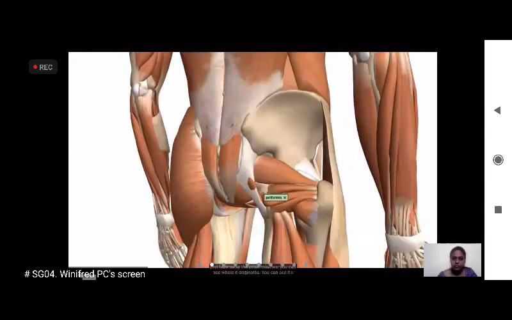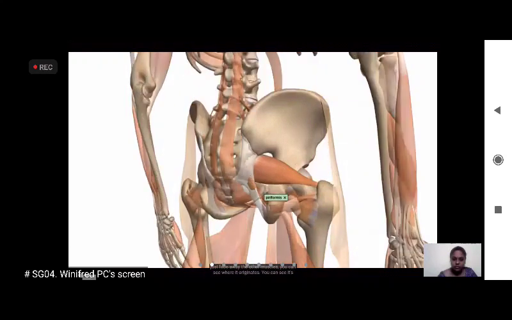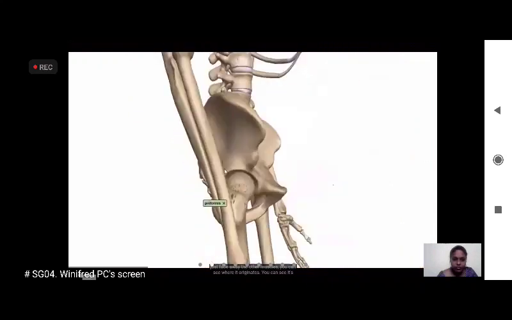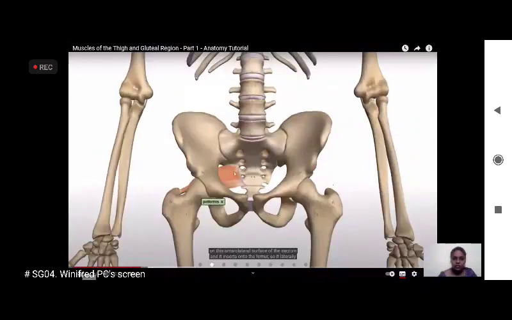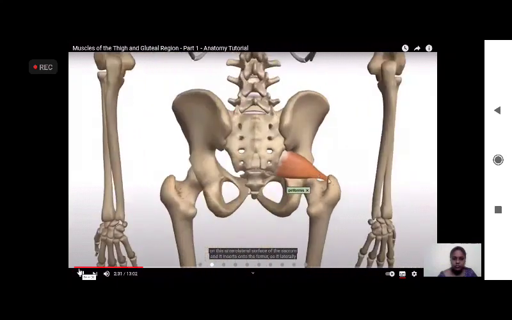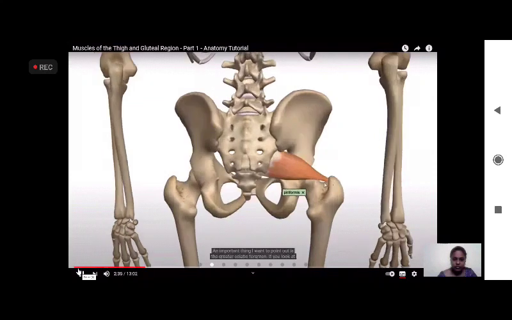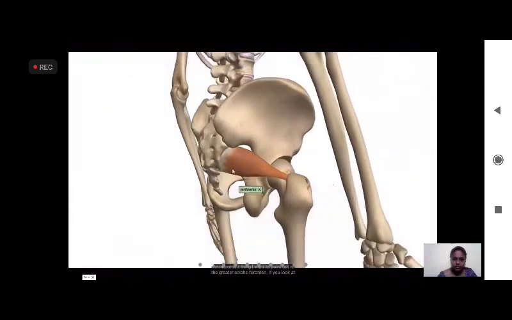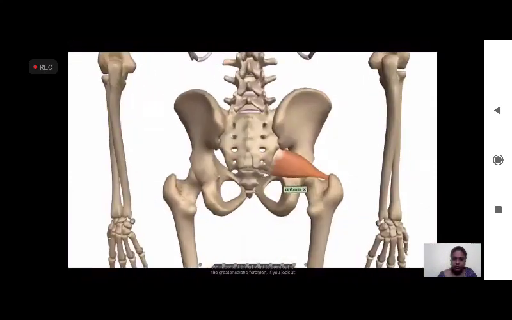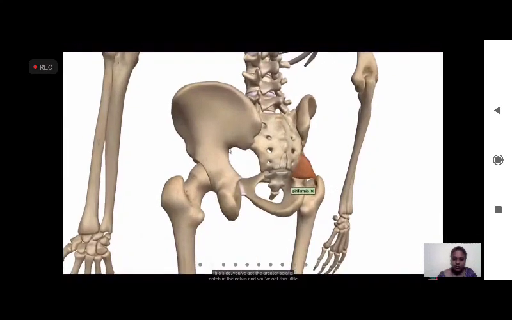So if I just fade away the other muscles, you can see where it originates. It's on this anterolateral surface of the sacrum, and it inserts onto the femur, so it laterally rotates the femur. So an important thing I want to point out is the greater sciatic foramen. So if you look at this side, you've got the greater sciatic notch in the pelvis, and you've got this little bump here, which is the ischial spine of the pelvic bone.